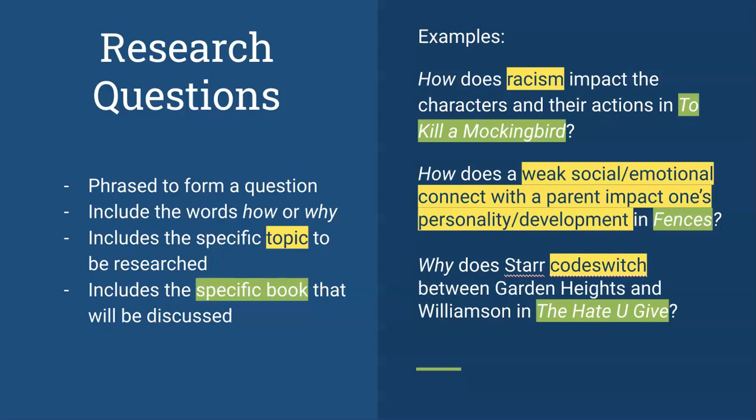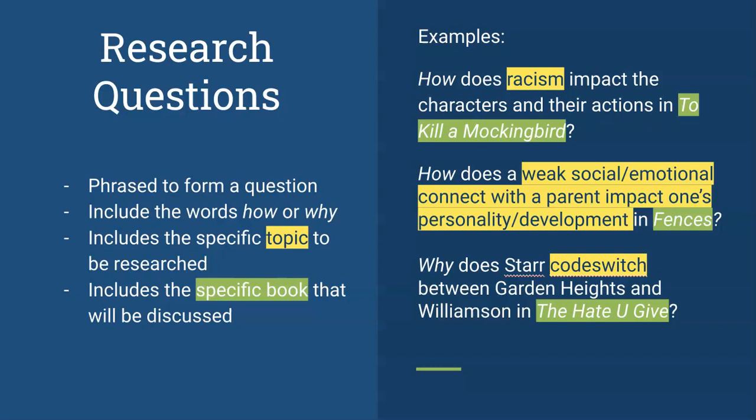So if you take a look at my examples on the right side of your screen: How does racism impact the characters and their actions in To Kill a Mockingbird? Great. Have a lovely time researching. How does a weak social and emotional connection with a parent impact one's personality or development in Fences? Lovely. Have a wonderful time researching that.